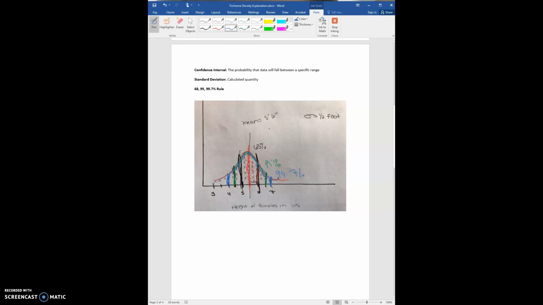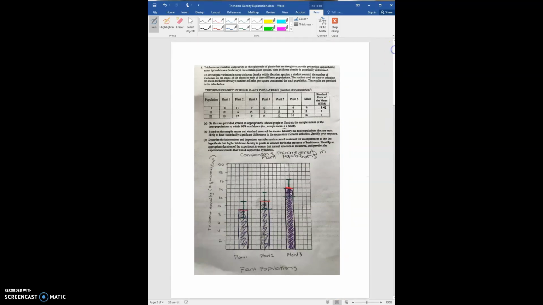Where do we put these confidence intervals? How far are they from the mean? How far are they from this original line? Are we going to be 5 feet from the mean, or are we going to be just a few inches or a few centimeters? Well, that is a calculated quantity, and that is going to be given to us. So if we look at our problem, that was given to us.